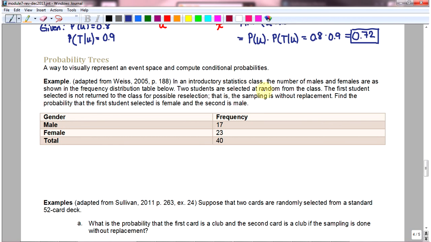2 students are selected at random from the class. The first student selected is not returned to the class for possible reselection. Okay, it's not returned. So the sampling is without replacement. Find the probability that the first student selected is female and the second is male.